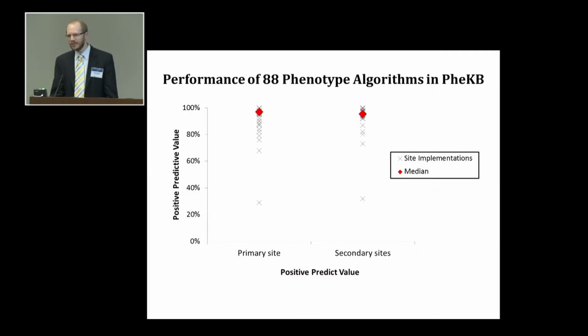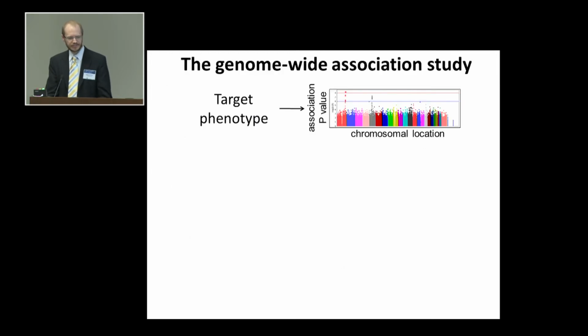Overall, if you look at all the implementation data we have on PheKB, the red diamonds here represent the performance of those algorithms. You can see that the positive predictive values are greater than 90%, both at the site that developed the algorithm and at the secondary sites. There are some outliers, and these tend to be rare diseases where you don't want to lose any cases. For drug-induced liver injury, a given site may have 3 or 10 cases. They're easy to review, and you don't want to lose any possible cases.